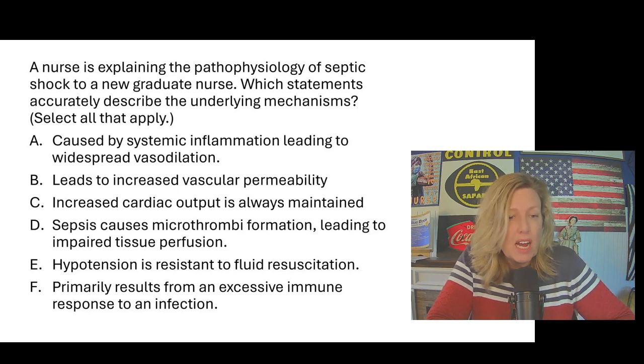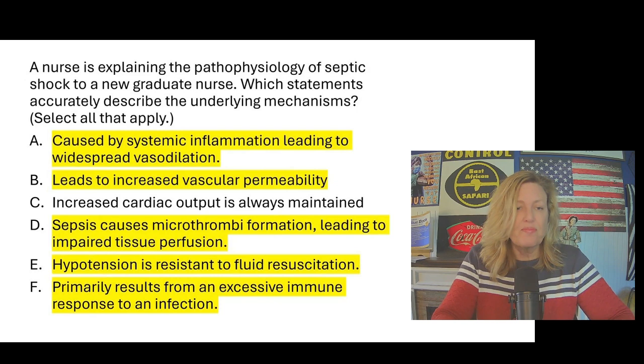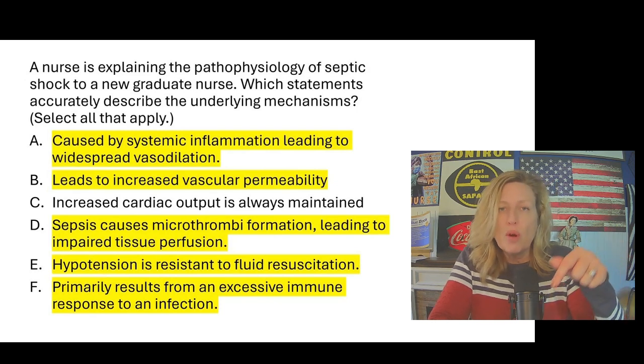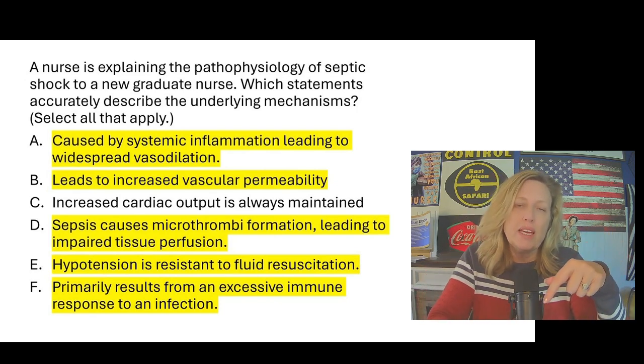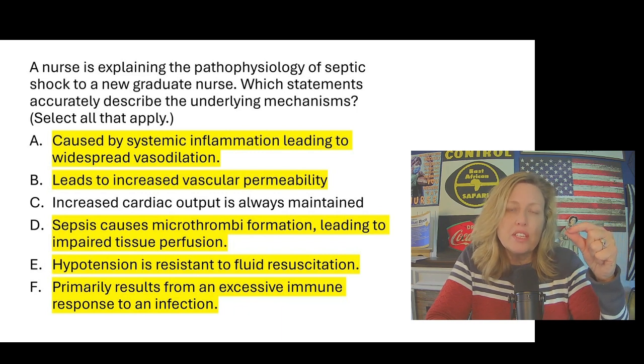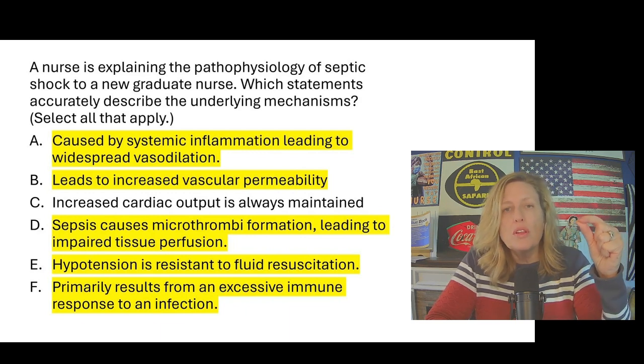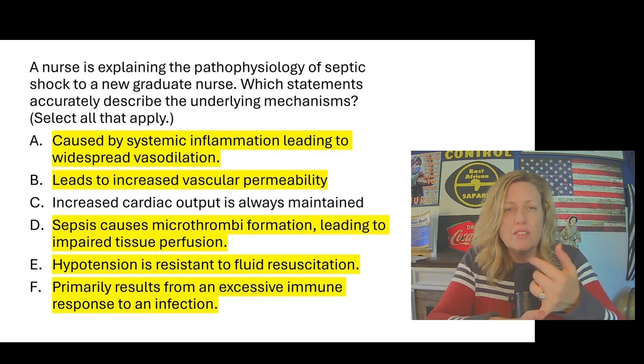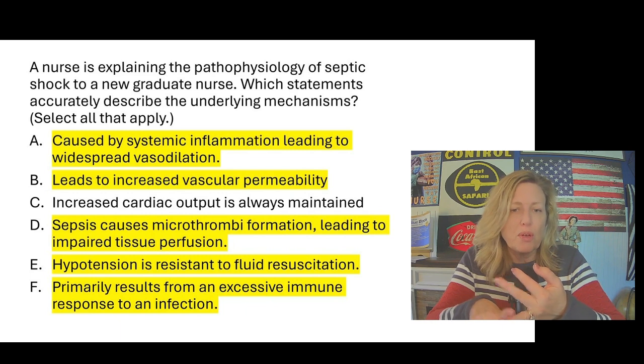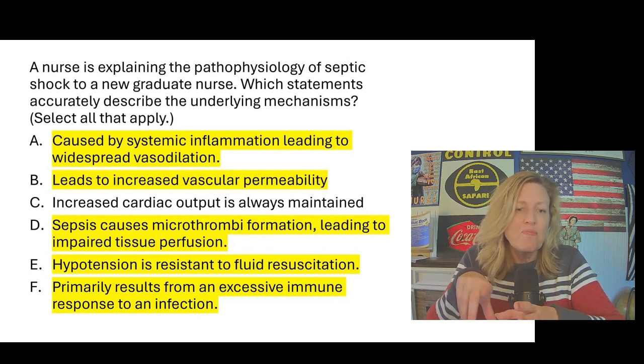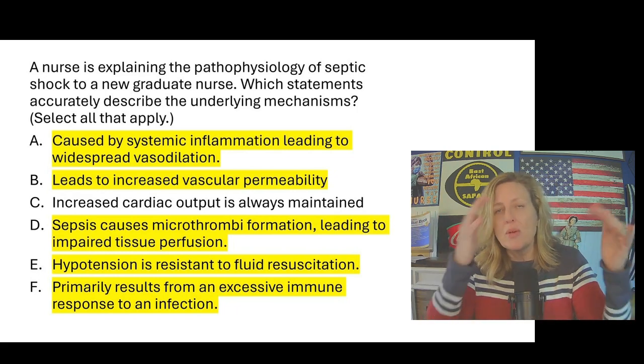With septic shock, it primarily results from an excessive immune response to an infection. That is true. So there's going to be a question later where it talks about what are the complications of septic shock. And you need to understand that the complications of septic shock are a result of the pathophysiology of septic shock. So the physiology of septic shock leads to vasodilation, vascular permeability, microthrombi formation, resistant hypotension, and that's all part of the immune response.